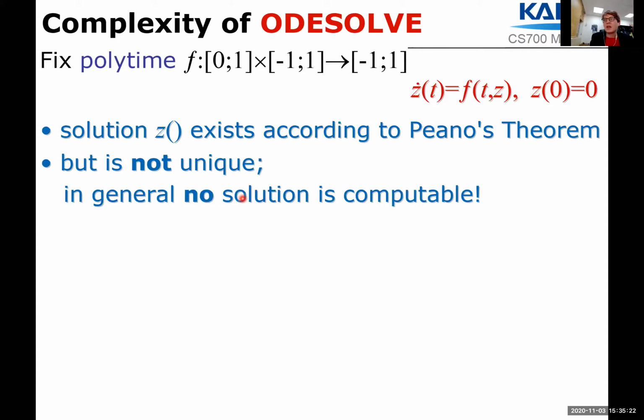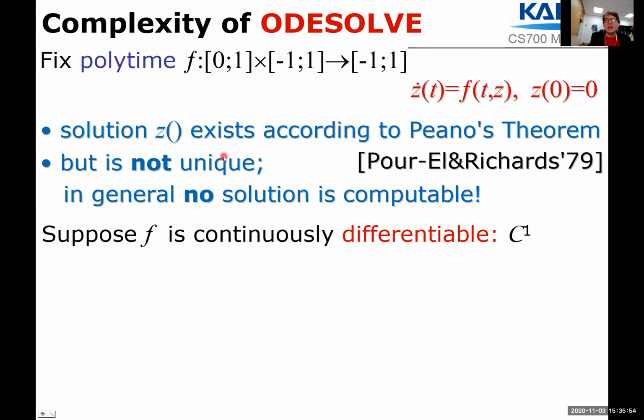So I'm going to move on, not delve into the construction any further, but instead let's look how can we strengthen the hypothesis in order for the solution to be unique and also computable at least. Only then can we start asking for its complexity. If there's no computability, there's no point in asking about complexity. So this is from 1971, a statement from Pour-El and Richards. And the strengthening that guarantees uniqueness is Lipschitz continuity.